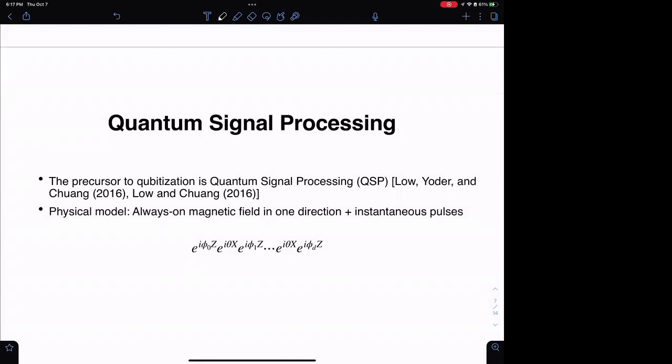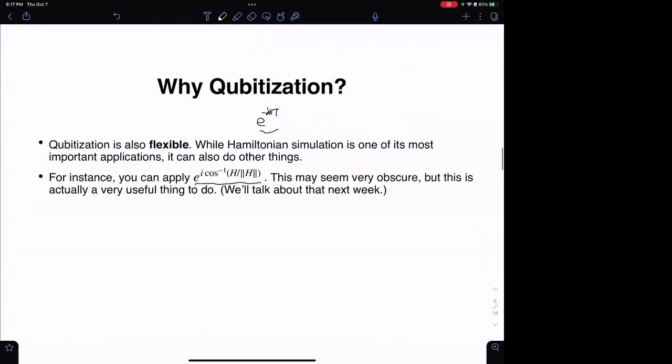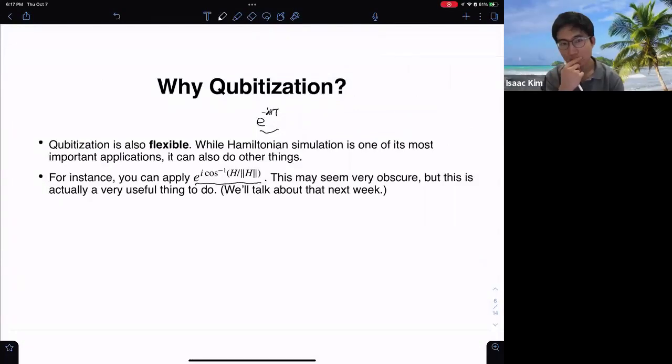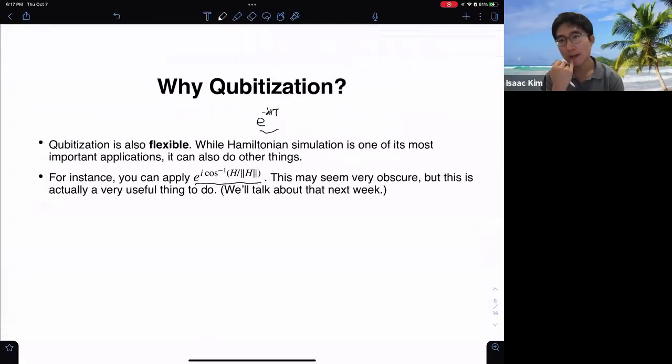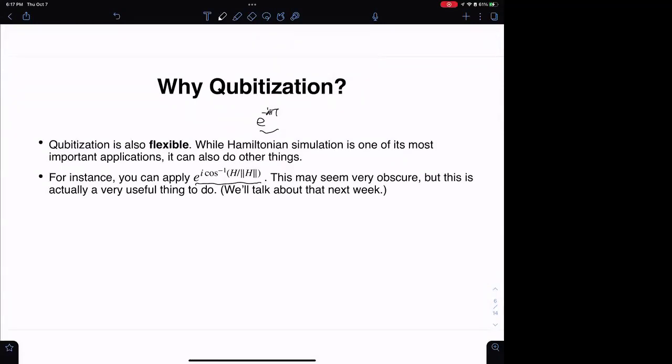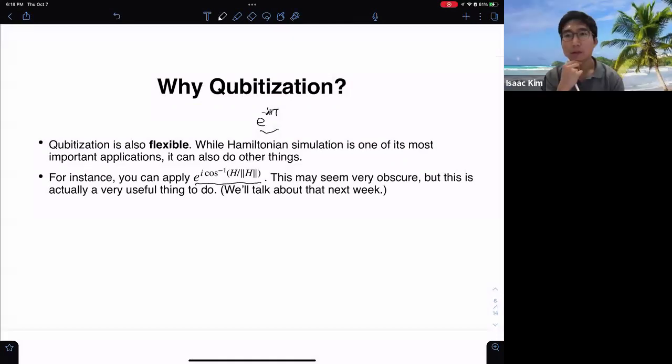Before you go on, may I ask a simple vocabulary question? What is the reason for this choice of the word qubitization? What are you qubitizing?